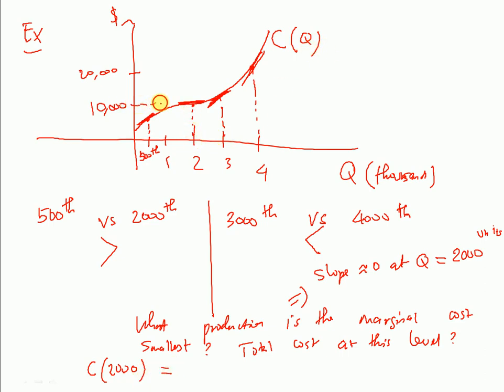So we have approximately $10,000. So it takes around $10,000 to make the product at the level of 2,000 units. Okay. So that is the example. We have one more that we have to finish for this section.